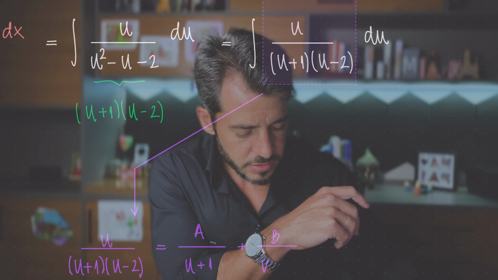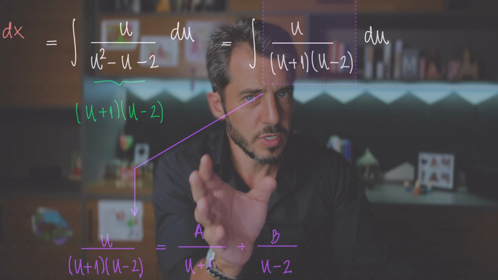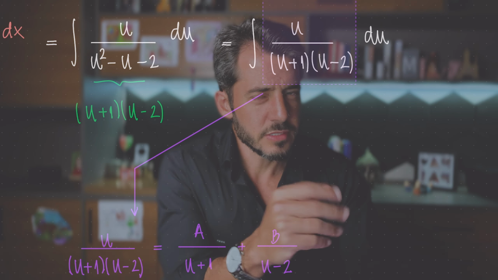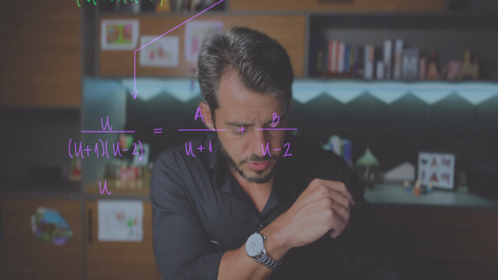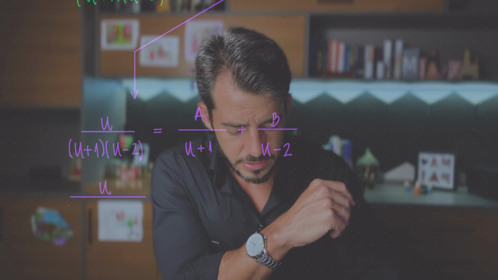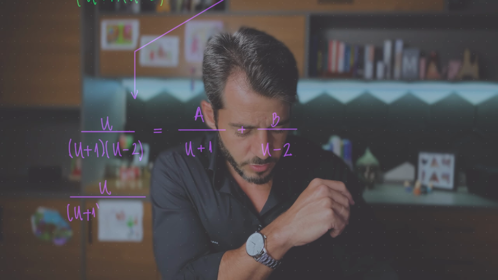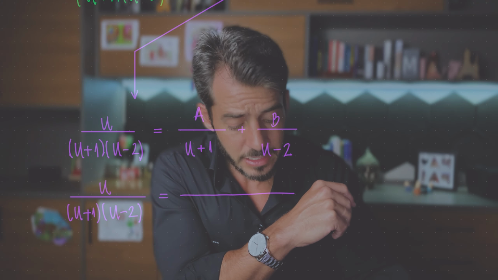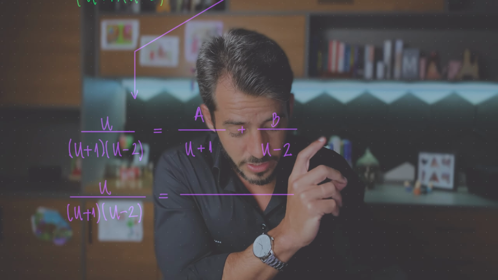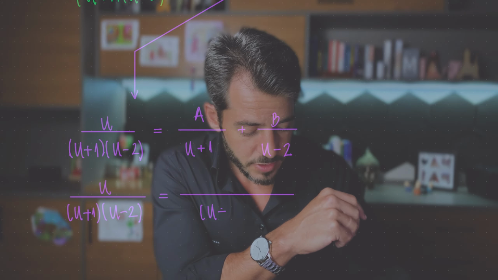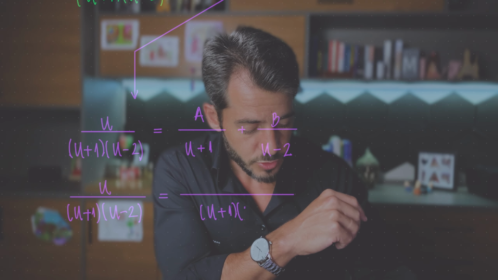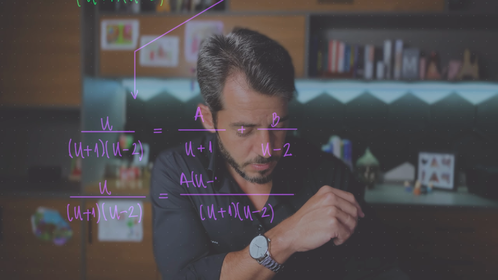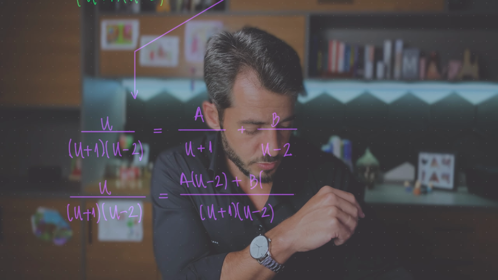If you haven't studied integration by partial fractions in school, you will eventually in HL. And if you didn't, you might as well just learn it now. So it all boils down to comparing these left and right hand sides. We're going to have on the left hand side the same thing, but on the right, if we want to write the right hand side with a common denominator, this denominator will become u plus 1, u minus 2, and the numerator will be a times u minus 2 plus b times u plus 1.